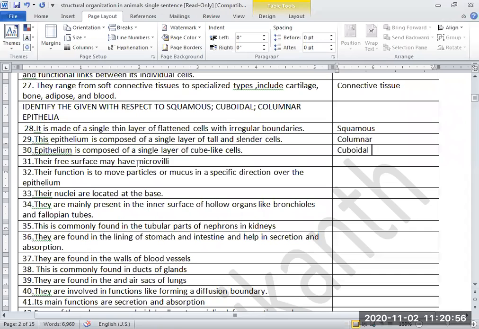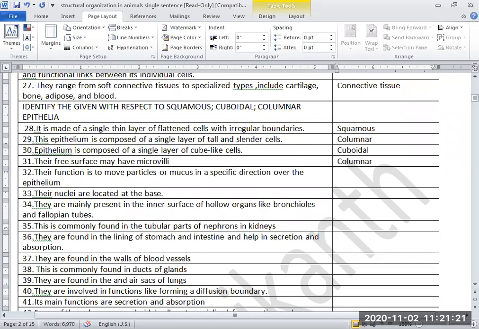Their free surface may have microvilli. Epithelium is composed of a single layer of cube-like cells, he said. Their free surface may have microvilli. Columnar. Yeah, columnar.